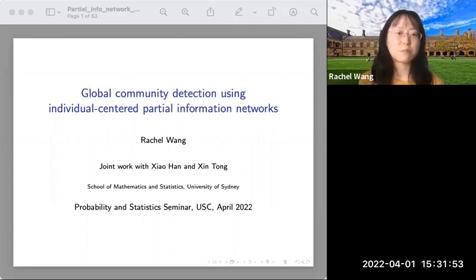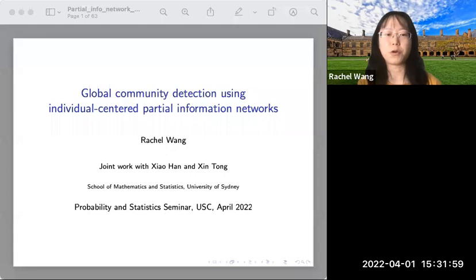So I'll talk about some work on global community detection using individual-centered partial information networks. And this is joint work with Dr. Xiao Han and Dr. Xing Tong here in Marshall School of Business.